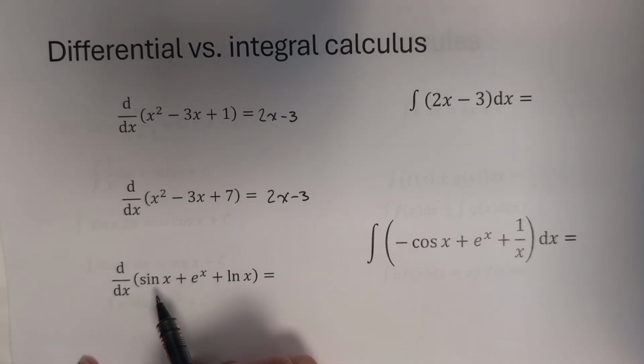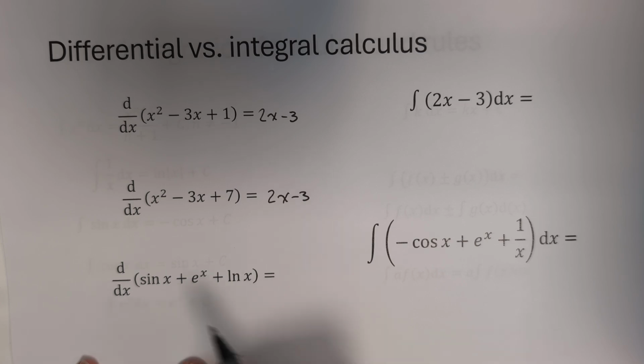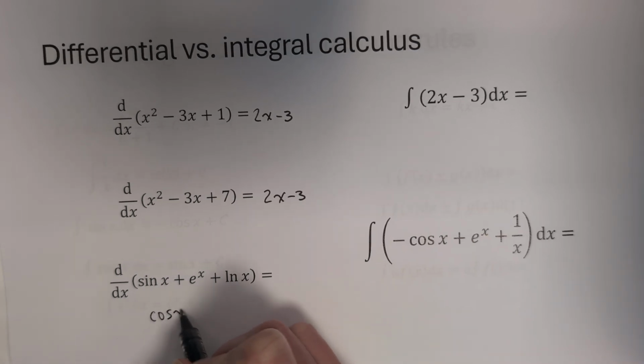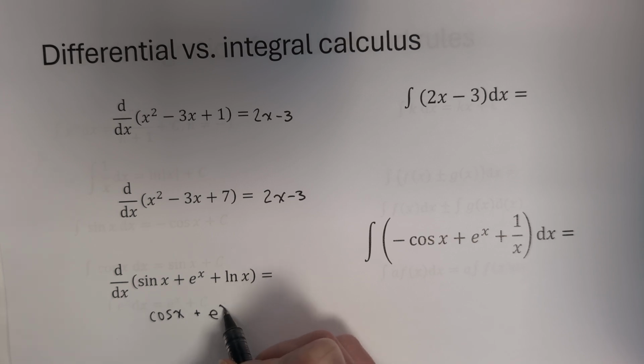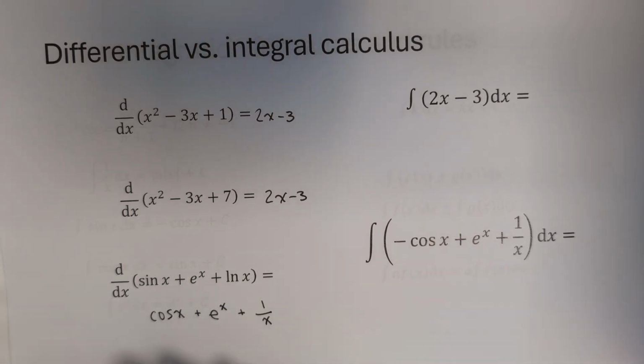You also were able to find the derivatives of these special functions like sine of x. The derivative of that was cosine of x, and the derivative of e to the x is e to the x, and the derivative of ln of x is 1 over x. These were all in your formula booklets.